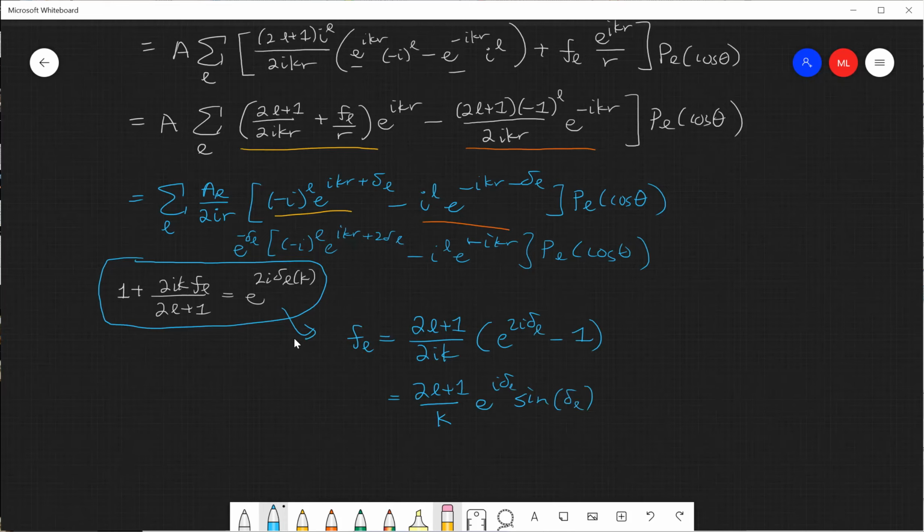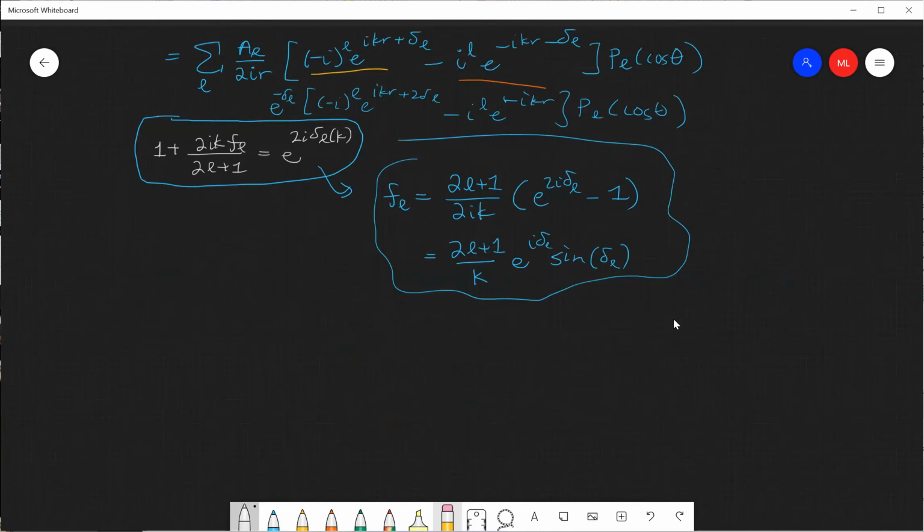And again, the delta L's depend on K. So this is the relationship between the scattering amplitude and the phase shifts. And the phase shifts you get by solving the Schrodinger equation, right? You solve the Schrodinger equation for a specific potential. You look at what that solution looks like far away. That's how you get the phase shifts. And then you can plug those phase shifts back into an expansion of the scattering amplitude.